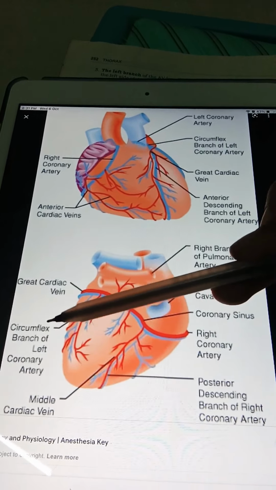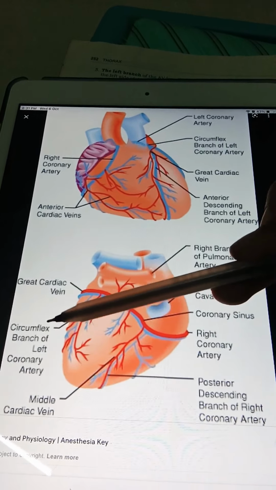So this is about the right coronary artery. Now we will see what the branches of the right coronary artery are. You can see the branches are divided into large branches and small branches. The largest branch is the marginal artery. You can see this is the marginal branch which is very large. It is going nearly to the apex.